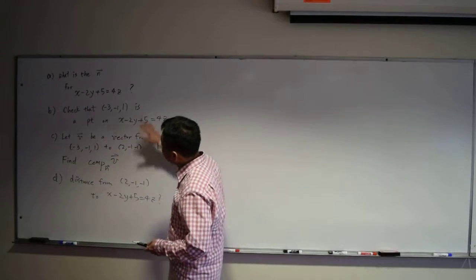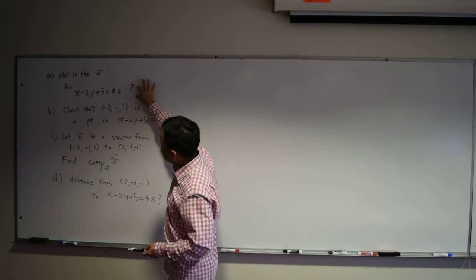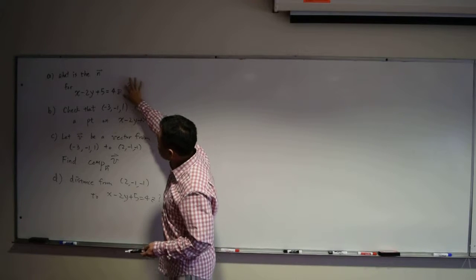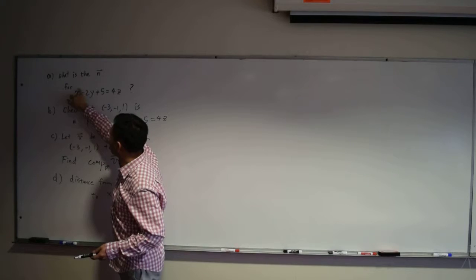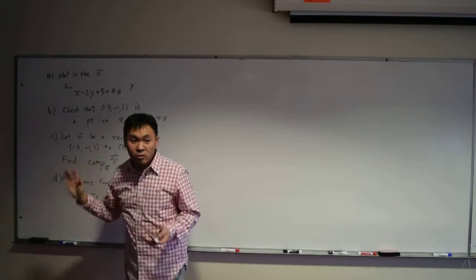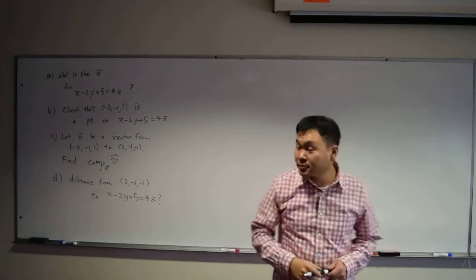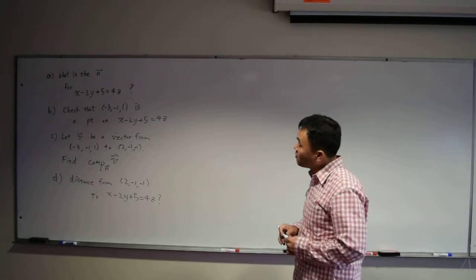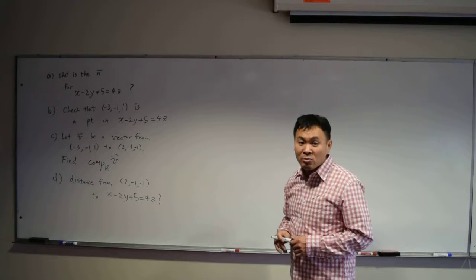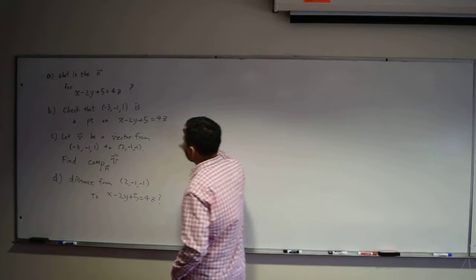First, if you're given a single equation which is linear, meaning all the powers are 1, you should know that it's a plane equation. First question has to do with, can you read off the normal vector from the equation?